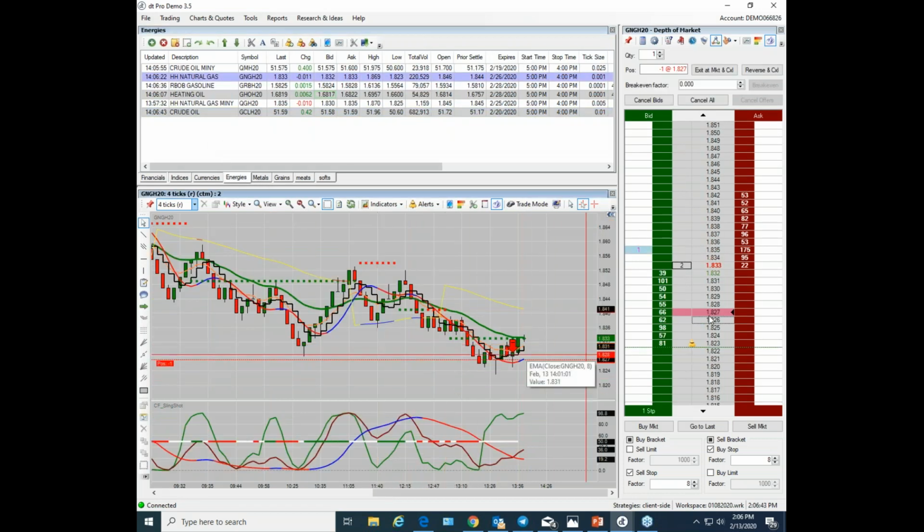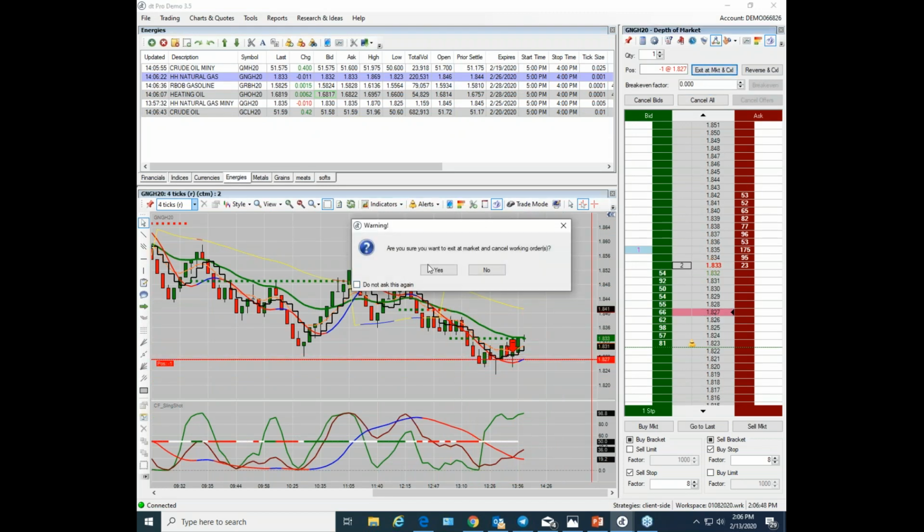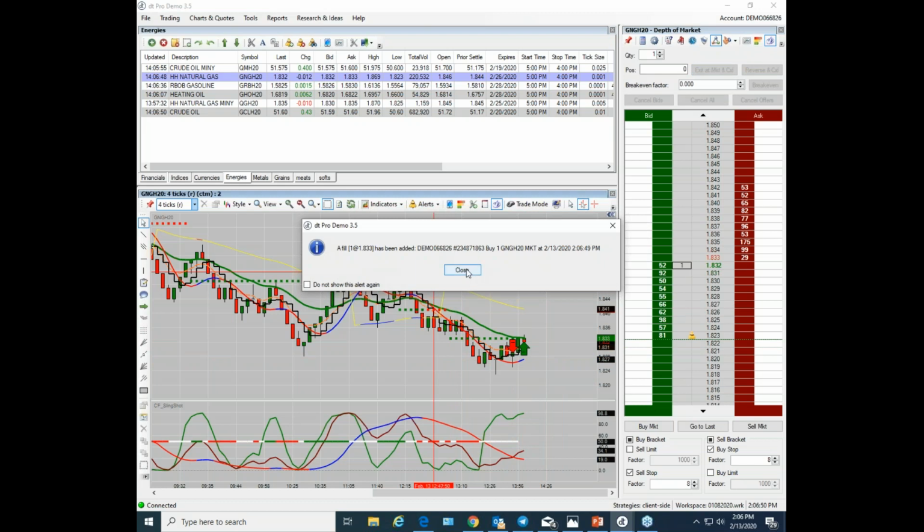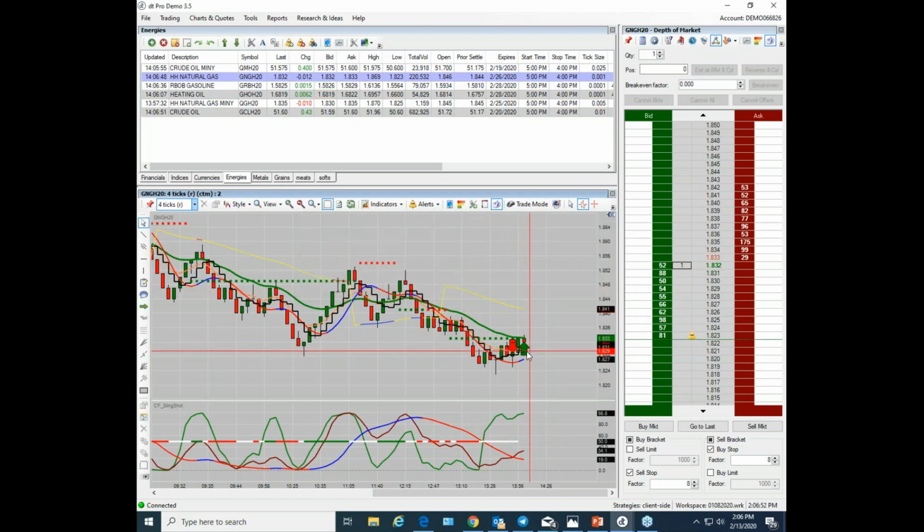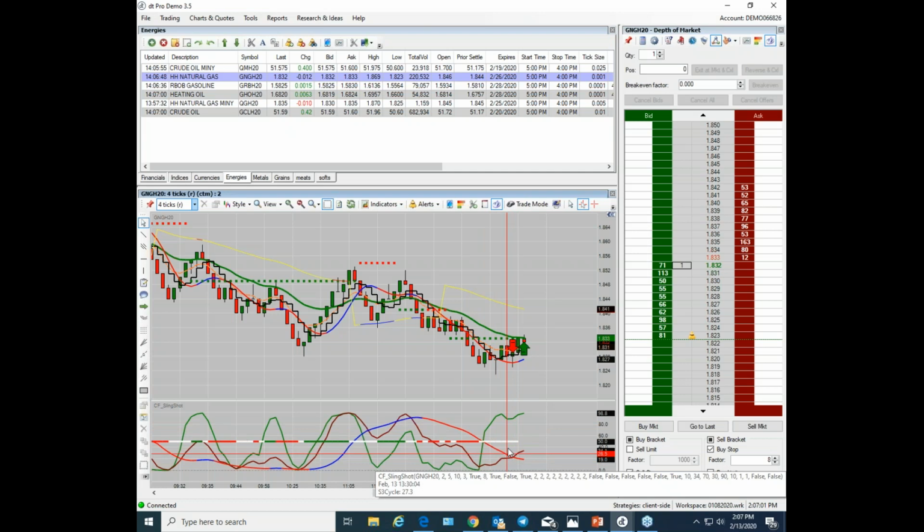Okay. Here's one we did here. It's backfiring. Exit at market and cancel. See, another green arrow lets you know where you got short, where you got long. Still, I just closed it out, but it still looks good. Looks like it can go forward.